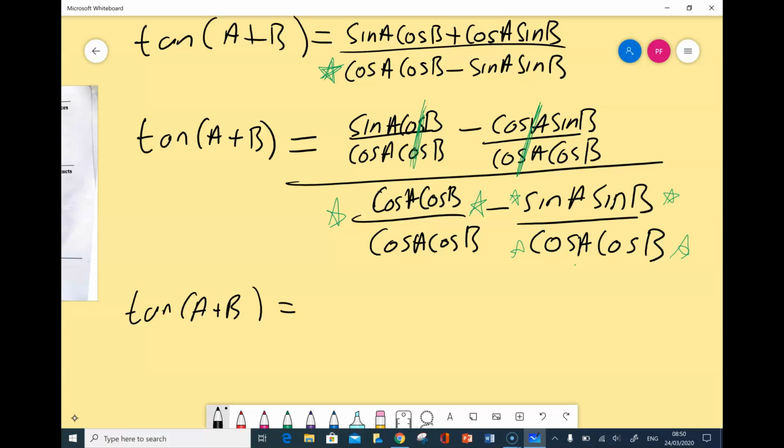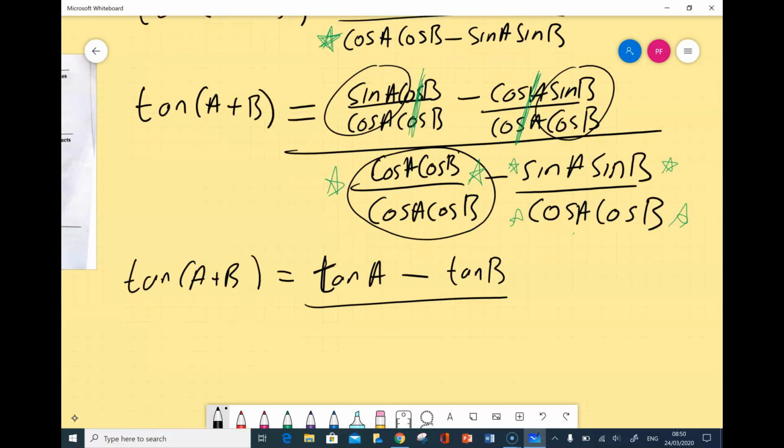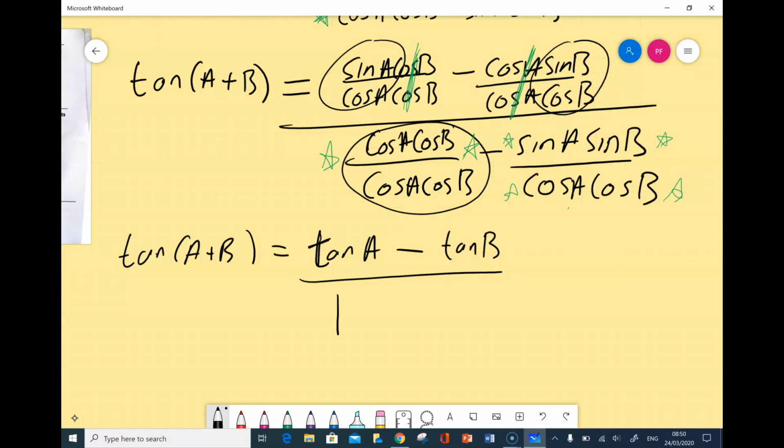So with my cancelling, here I'm just left with sine A over cos A, which is tan A. Then I'm left with sine B over cos B, which is just tan B. Here, cos A cos B over cos A cos B is just 1. Now I've got sine A over cos A, sine B over cos B. So that's just tan A tan B. Ta-da!